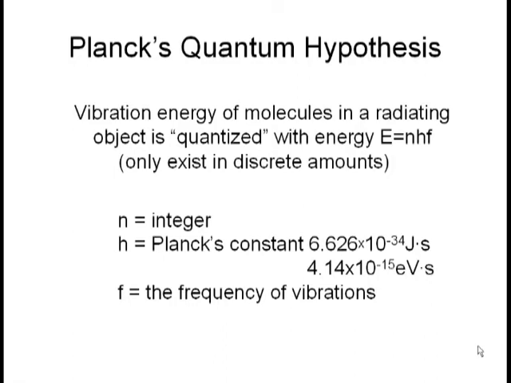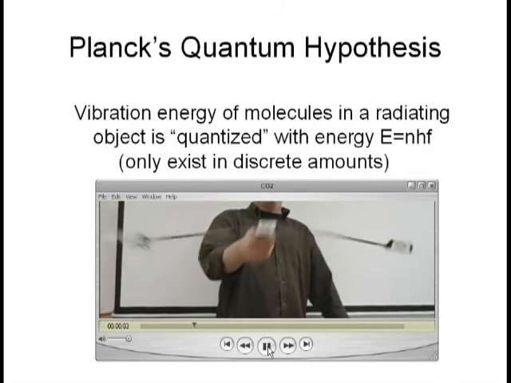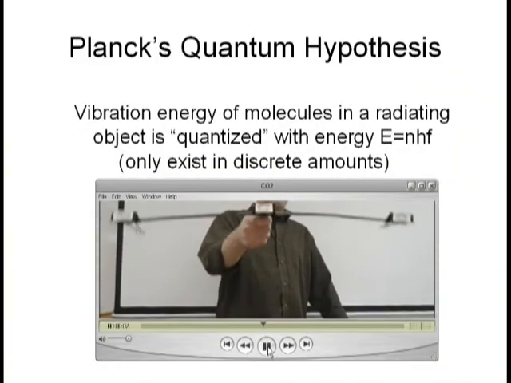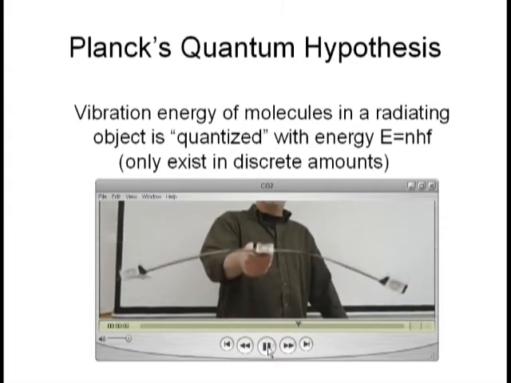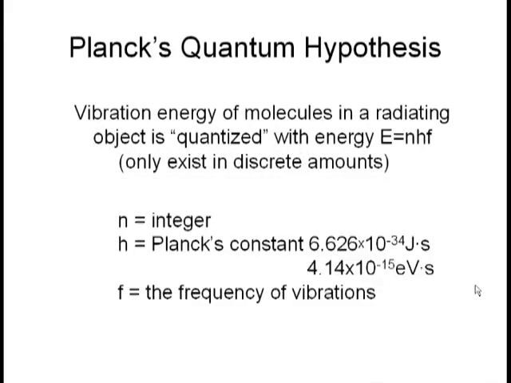So let me show you what we're talking about. This is a model I made of a carbon dioxide molecule, and I'm going to add some energy to it. Some high frequency energy didn't seem to do much to it. If I add low frequency energy to it, it still doesn't seem to do anything. But if I find just the right frequency, I can get it to vibrate and keep vibrating. And this is what Planck was noticing, that just a certain discrete amount of energy would cause that vibration.